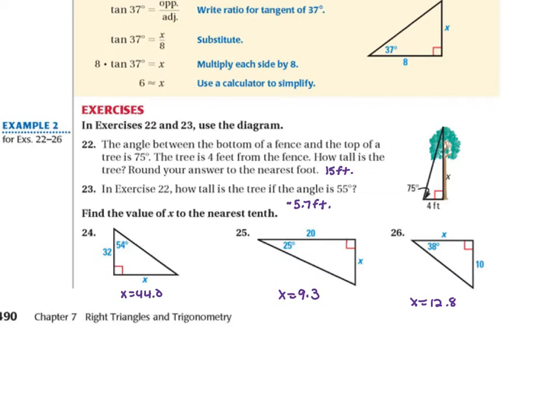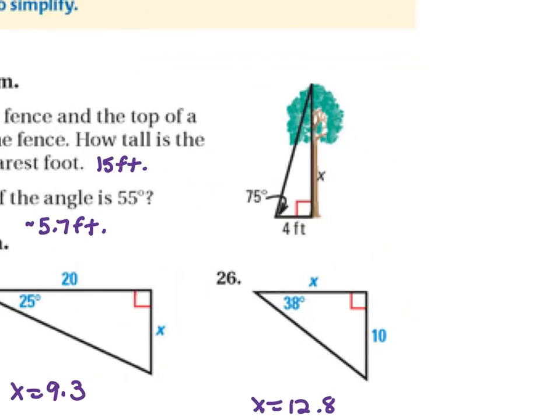So 22 gave you a little diagram. I would say that this is on level with what you could expect as far as a word problem goes. It's a word problem, but it also has the diagram there to help you out. Angle between the bottom of the fence and the top of the tree is 75. The tree is 4 feet from the fence. That's your bottom distance. How tall is the tree? That's your x. So I'm looking for the side opposite. This would have been set up as the tangent of 75 equals x over 4. When the number's in the bottom, we just multiply.